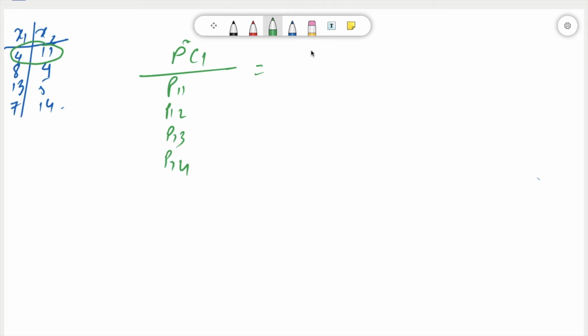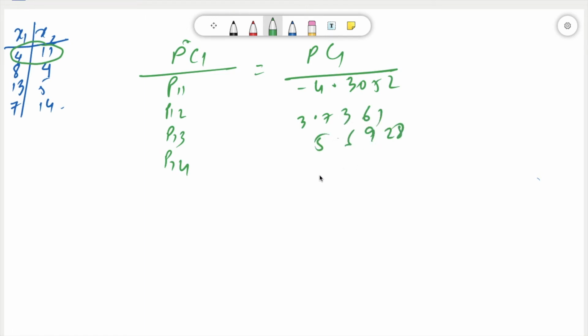This will be equal to PC1. We have got the values. If we calculate all of those, we'll get minus 4.3052, 3.7361, 5.6928, and minus 5.1238. These are pre-calculated. If you just substitute in the formula, you will get the same values as well.